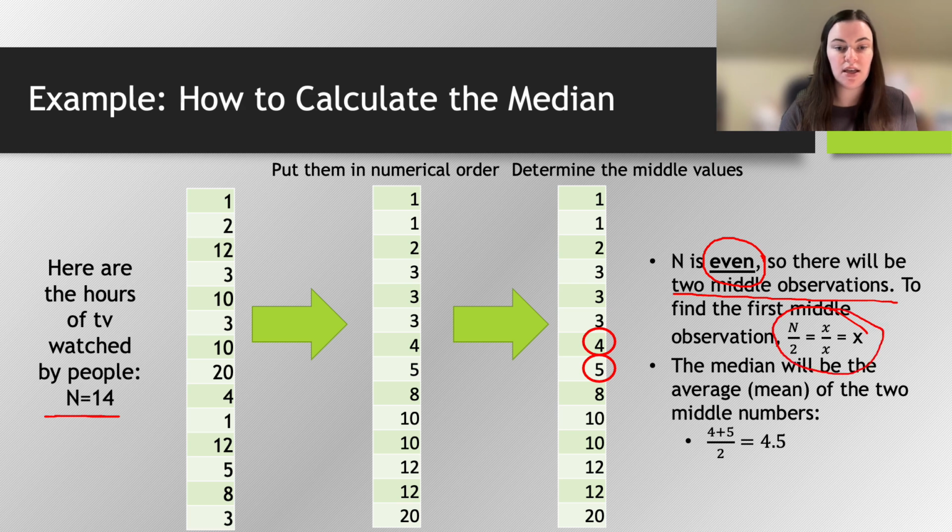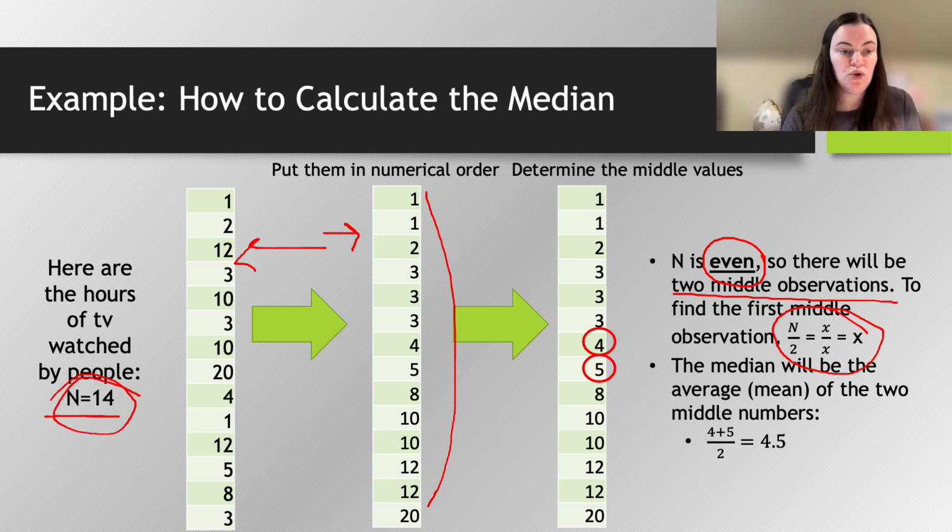So let's look at this in the context of this problem. If I order these from lowest to highest, which is what I did here, here's my original raw data to the left-hand side. All I did to get to this point was order it from the lowest number of hours to the highest number of hours. And because I had that even number, I'm going to have two middle observations. In this case, I have the 7th observation and the 8th.